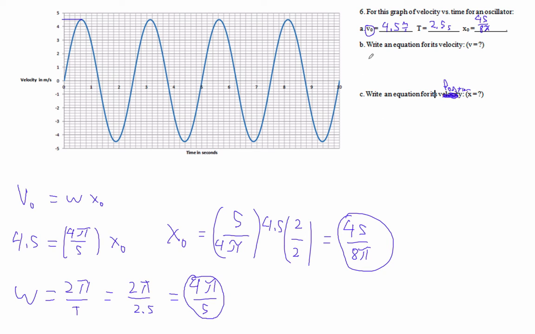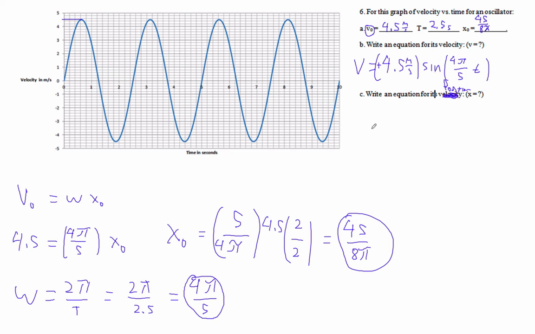Okay, so we can do this. This looks like a sine wave, right? So v is going to be the maximum velocity, which is 4.5, positive, right? That's meters per second. Sine. And then omega is 4 pi over 5 times t. All right. I think we've got that. I think we've nailed that. So that's going to be v naught sine omega t.